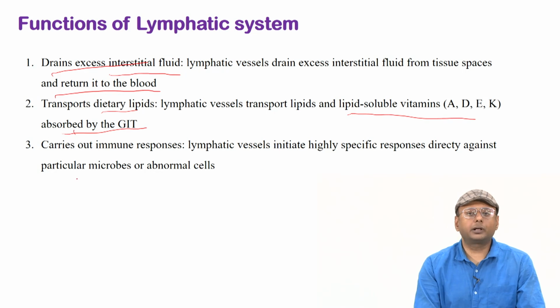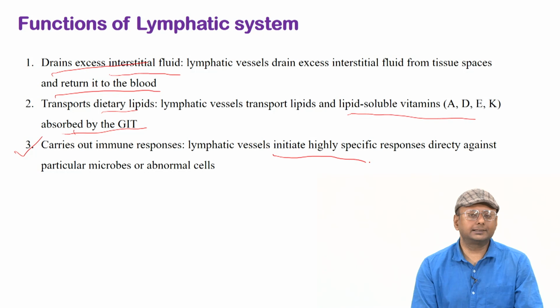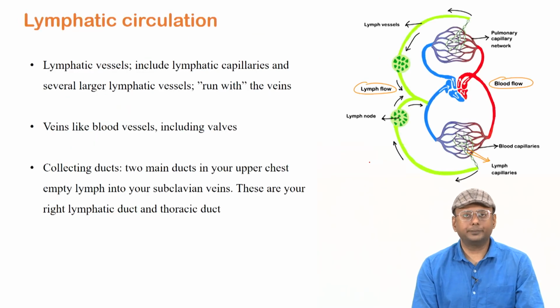And the most important function, the third one, is that lymphatic circulation, or lymph, carries the immune functions of our body. This lymph can carry WBCs and other cells like T cells, and they generate highly specific responses against any microbe or any abnormal cells like tumor cells. So, the immune cell function of the lymph is very important, and it is crucial for our body.